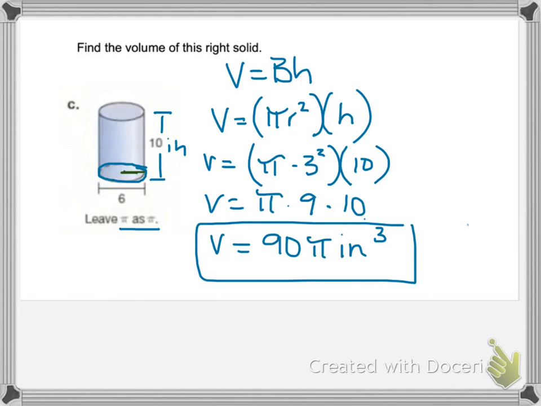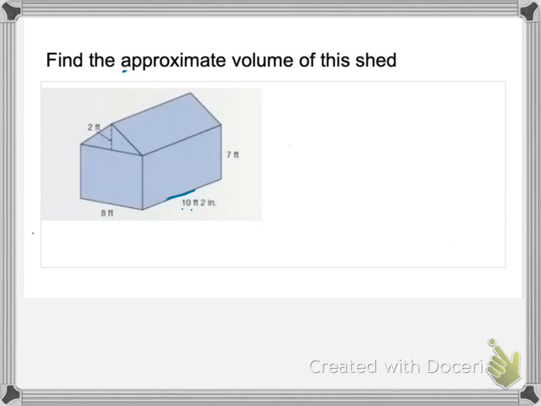Okay, let's try another example. We're going to find the approximate volume of this shed, approximate volume. And we're going to break this shed up into 2 pieces. I'm going to break it up into this piece down here, a rectangular prism, and then I'm going to have the top, which is my triangular prism. Okay, so let's break it into 2 pieces. And it says that this rectangular prism is 8 feet by 10 feet 2 inches. Well, it said approximate, so I'm just going to round that to 10 feet. That 2 inches is too small for me to round it up, and then I have 7 feet here.